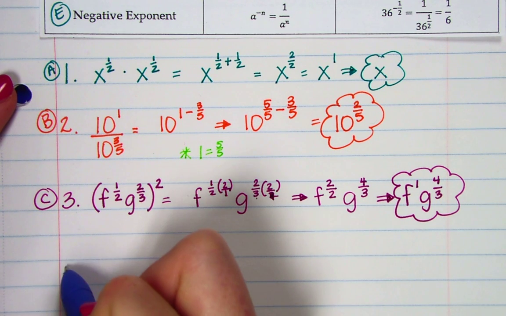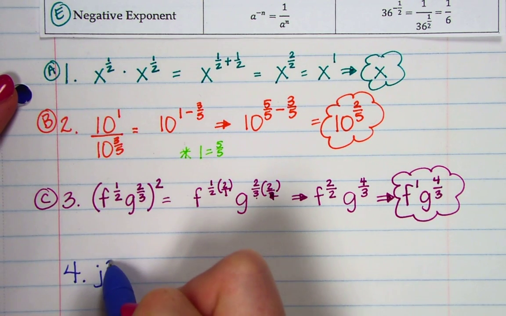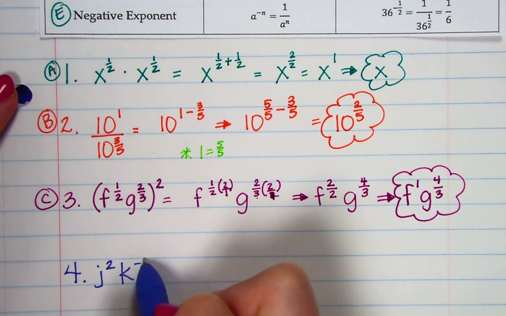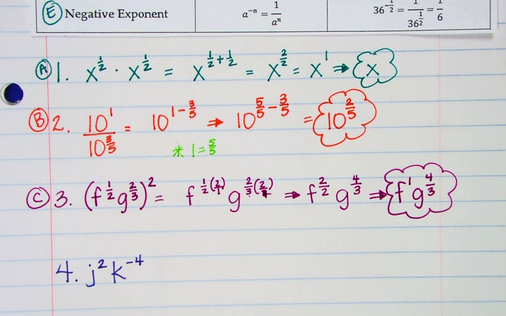This is the last one we're going to do like this. Number 4 is j squared k to the -4. Okay, j squared k to the -4. There's 2 letters again. We haven't seen that so much, but which of the 5 properties at the top are we talking about? It's E. Yeah, negative exponent.